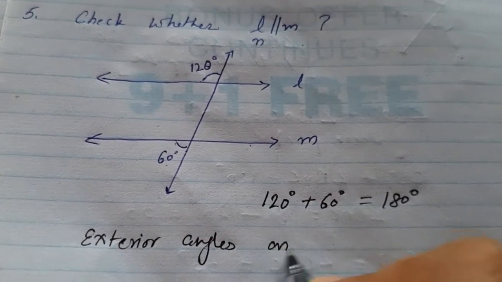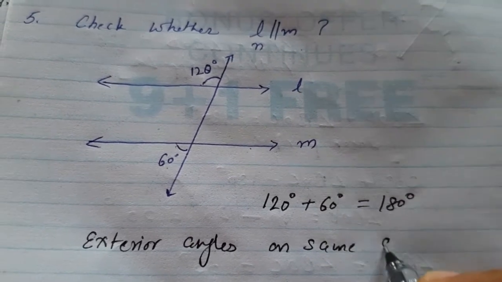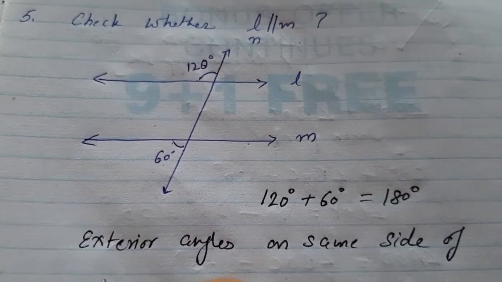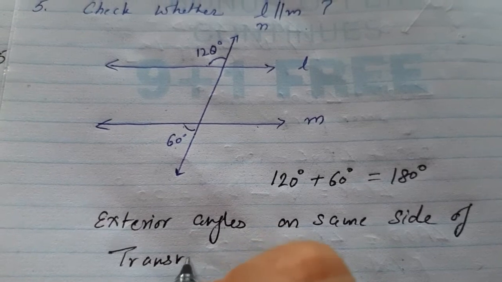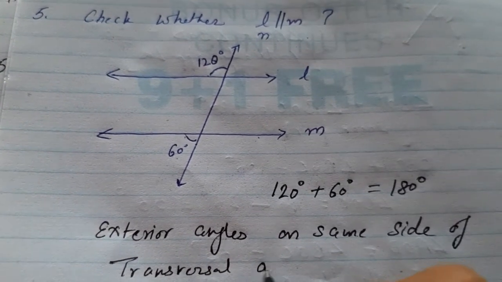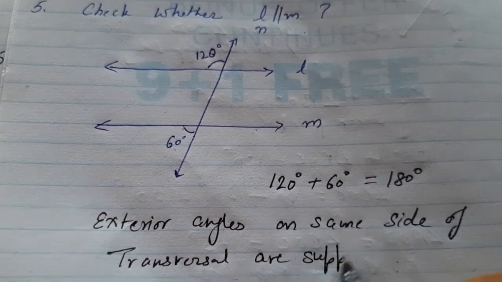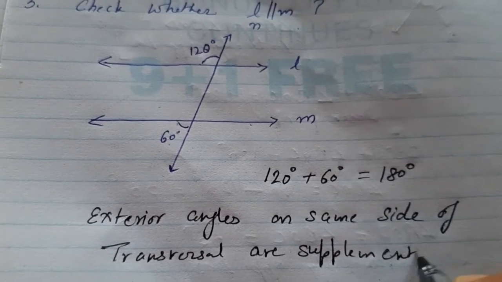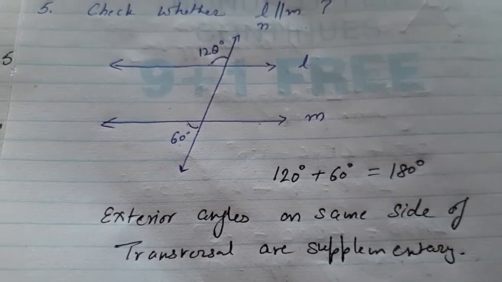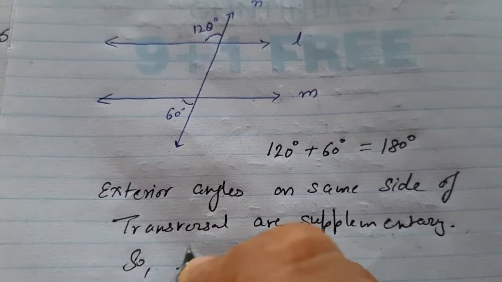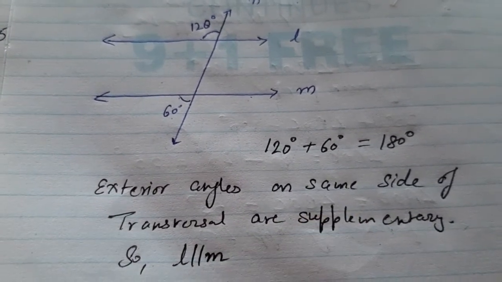It means exterior angles on the same side of the transversal are supplementary. So this result holds here. So we can say that L is parallel to M.